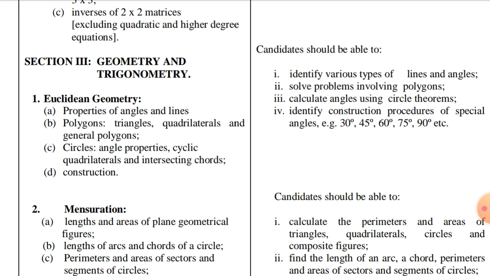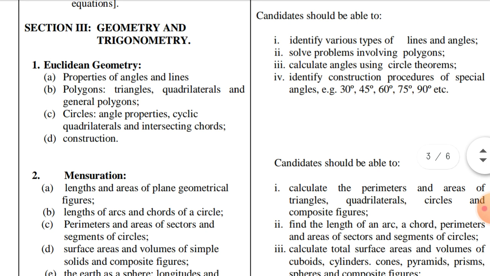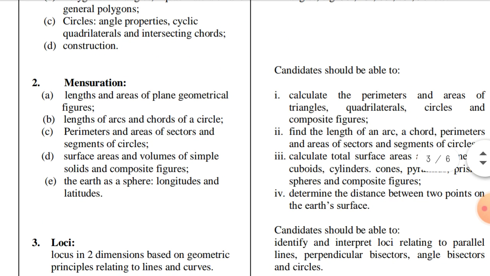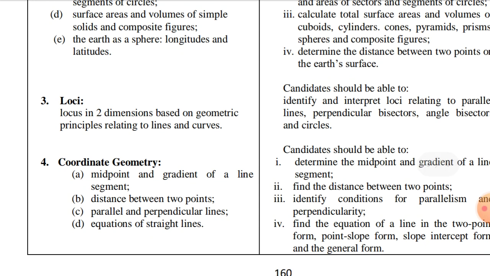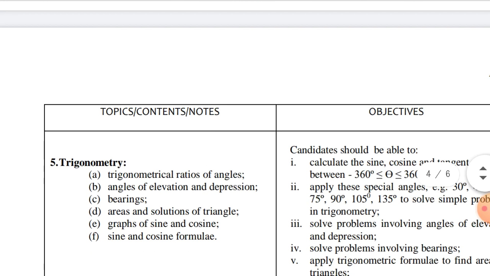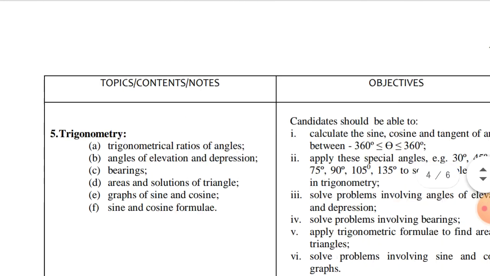Then back to this area of concentration. Section 3, geometry and trigonometry. We have Euclidean geometry, we have mensuration, length and area of figures. Then we have loci. The fourth topic is coordinate geometry. The fifth topic is trigonometry.